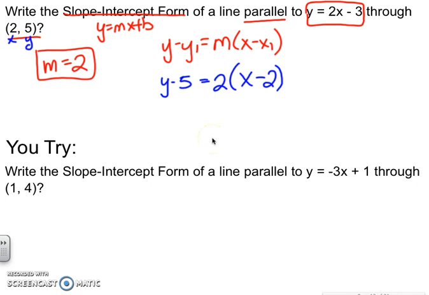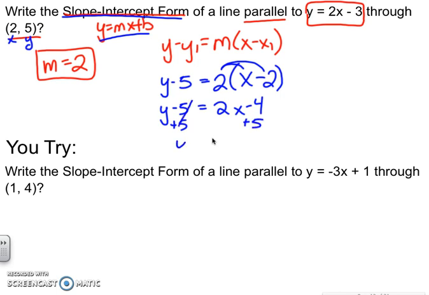The only thing wrong with this is it's not in slope-intercept form, which is y equals mx plus b. So to get y by itself, I'm going to have to do some math and distribute this out. So I would get 2x minus 4 equals, bring down y minus 5. Lastly, to get y by itself, I'm going to add 5. And I'm going to do it to its like term over here. So I would get y equals 2x plus 1.